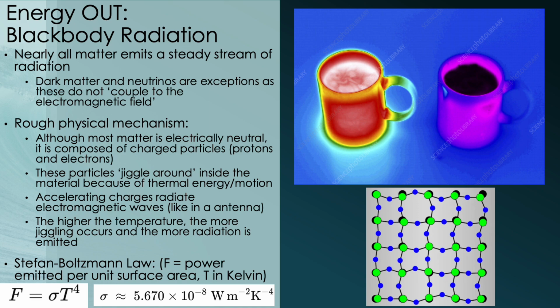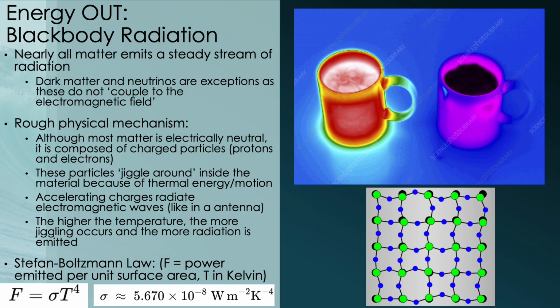So sigma is just a numerical constant. That's not too important. But T to the 4th power is very important. T is the temperature in Kelvin of the object. And the key thing is that it's very, very strongly dependent on the temperature to the 4th power. So if you double the temperature, you get a 16 times increase in the amount of radiation.